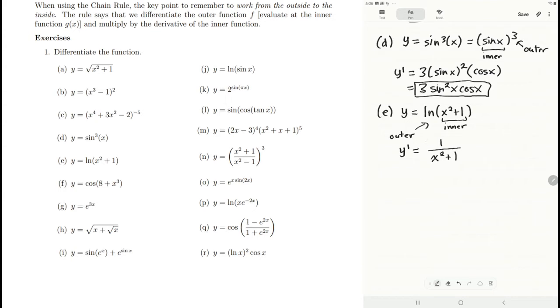So that is the derivative of the outer function. And then this is multiplied using the chain rule by the derivative of the inner function. So the derivative of x squared plus 1 is 2x. So this can be written as 2x all over x squared plus 1.